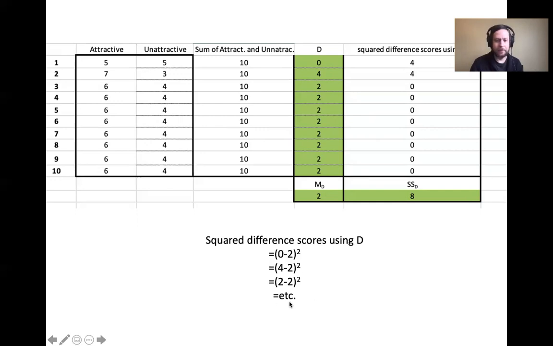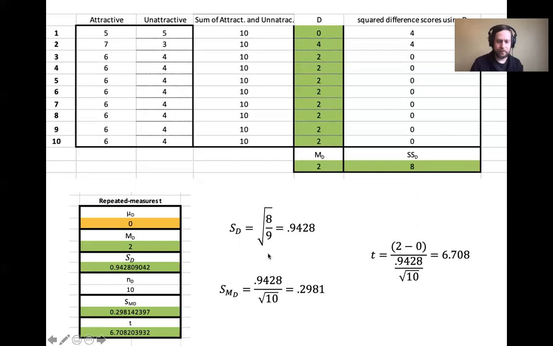Here's the beginning of the work for how to calculate sample standard deviation, which I've shown you right here. The sum of squares, 8, divided by 9. 9 we got from n minus 1, 10 minus 1 equals 9. Take the square root of that. That gives us the sample standard deviation, which is used to calculate the estimated standard error, which you plug in right there. And this gives us this t value for the repeated measures t of 6.708.